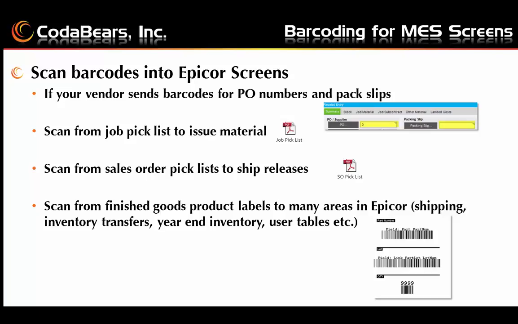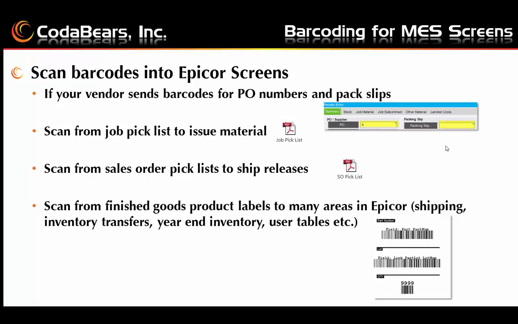And here we have some examples of where to use barcodes in Epicor screens. So if your vendor sends barcodes for PO numbers and pack slips, you can use them on the receipt entry screen. Here we show highlighted the PO number and the pack slip. If they send those on their pack slip, then it'll make it easier for you to enter the receipt entry once they send the product into you.